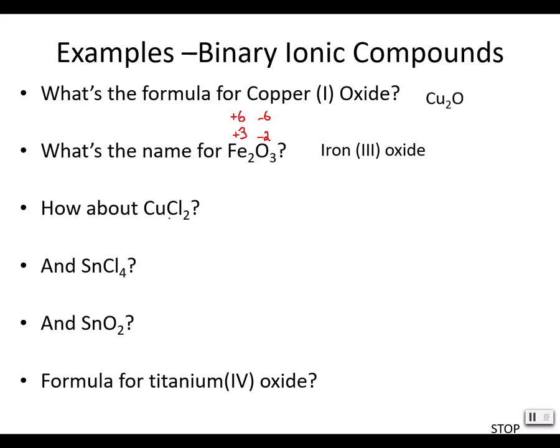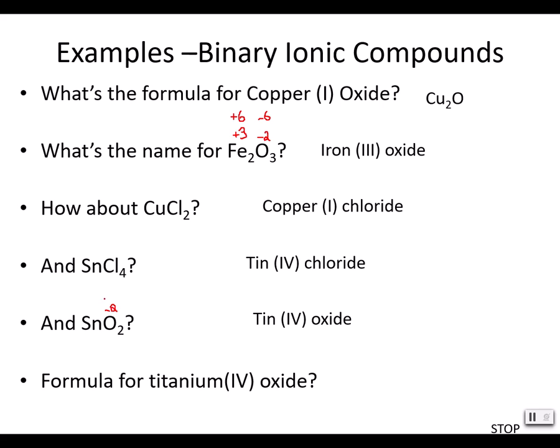You would use a similar thought process to determine CuCl2. This is not going to be copper 2 chloride. And remembering that chlorine's a -1, we could say SnCl4 is tin 4 chloride. Tin 4 oxide, because remember each oxygen's a -2, and there's 2 of them, so that's a -4. So that means my tin here must be a +4.